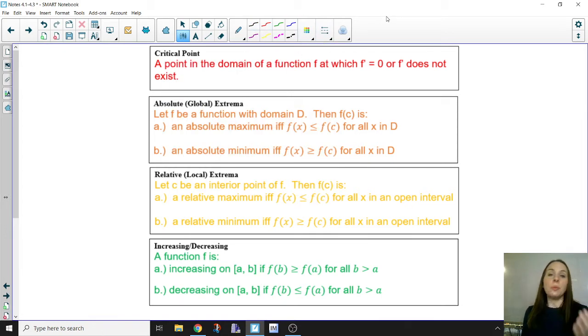Okay, for example, one of the most important definitions to know by heart on this first slide is critical point. Okay, that's probably a new word for you. A critical point is a point in the domain of a function at which f prime equals 0 or f prime does not exist. Okay, the reason critical points are so critical, I mean, look, they're called critical points. That must mean they're important, right? The reason they're so critical or important is because they are going to be your possible extrema.